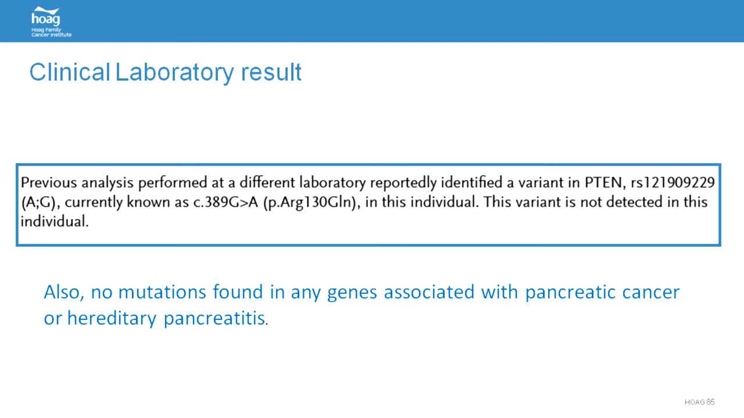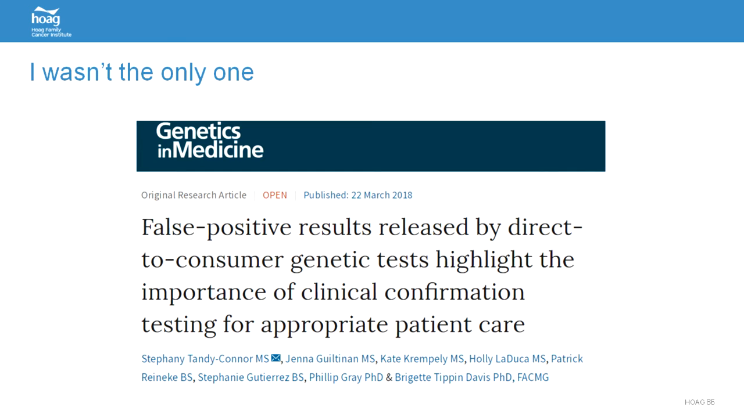So the laboratory report from the real laboratory said that this variant is not detected in this individual. So they don't do such rigorous testing in these direct-to-consumer tests. And also no mutations were found in any genes associated with pancreatic cancer or hereditary pancreatitis, so she was very happy. But I wasn't the only one who has done this. Other genetic counselors have also sent in confirmatory DNA samples. And Genetics in Medicine reported that the false positive rate was high, and they really suggest confirmatory testing. If she hadn't been so savvy, she might still be sitting there thinking she has this 85% chance of breast cancer. She might have gotten double mastectomies, who knows.